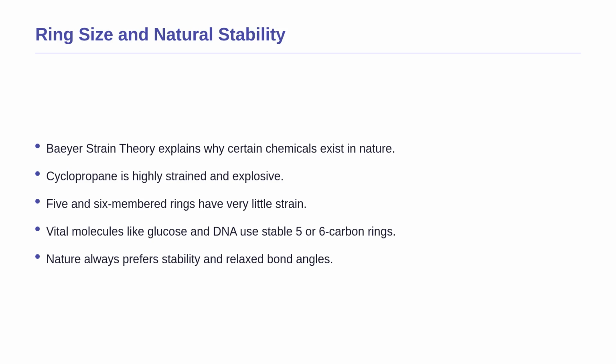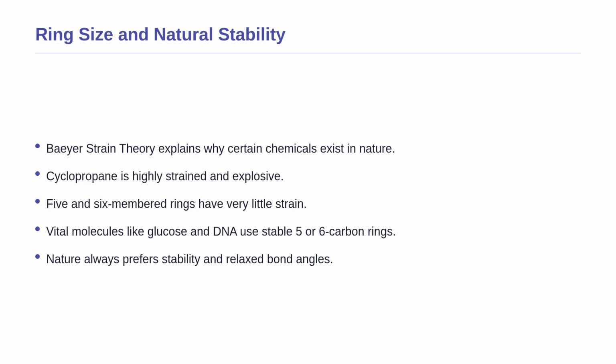So, we have proven mathematically how ring size affects strain. Understanding Baeyer strain theory is crucial because it explains why certain chemicals exist in nature while others do not. For example, cyclopropane is so strained and reactive that it was once used as a fast-acting surgical anesthetic, but it had to be abandoned because it is highly explosive.